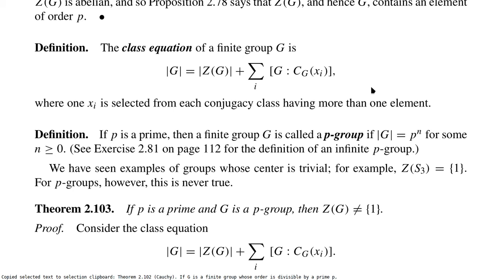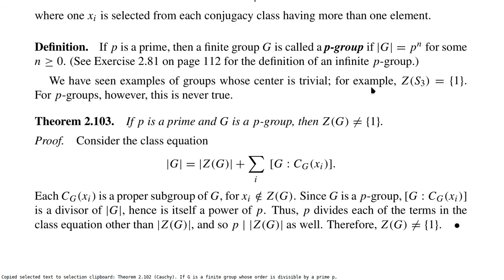Okay, so this is a p-group now. If p is a prime and the group is a p-group, then the center of the group cannot be trivial, right? And that makes sense, because each of the centralizers is a proper subgroup, so your indexes are going to be not one.